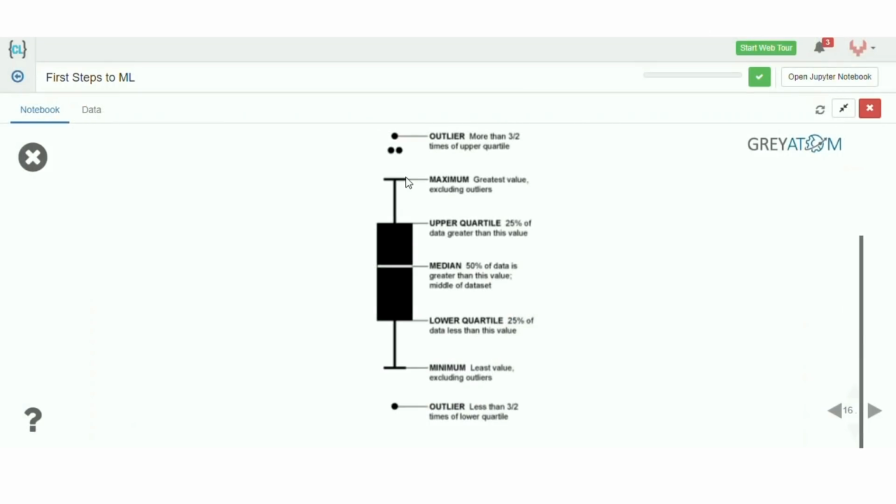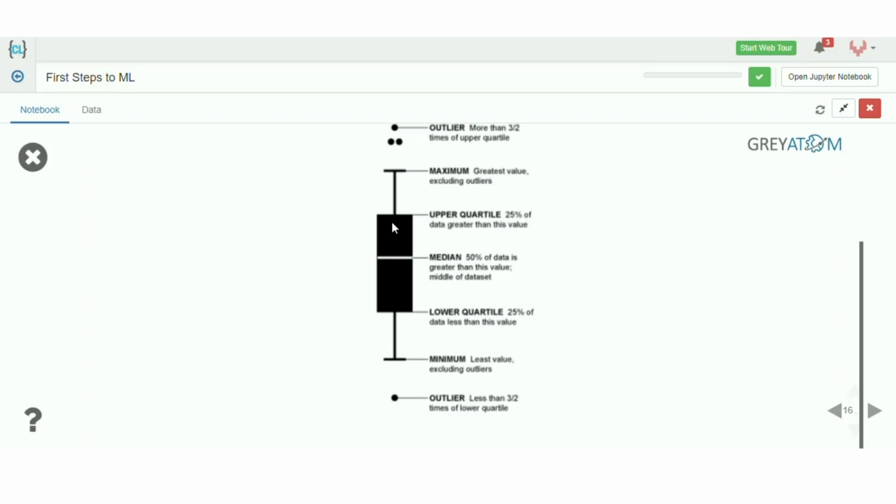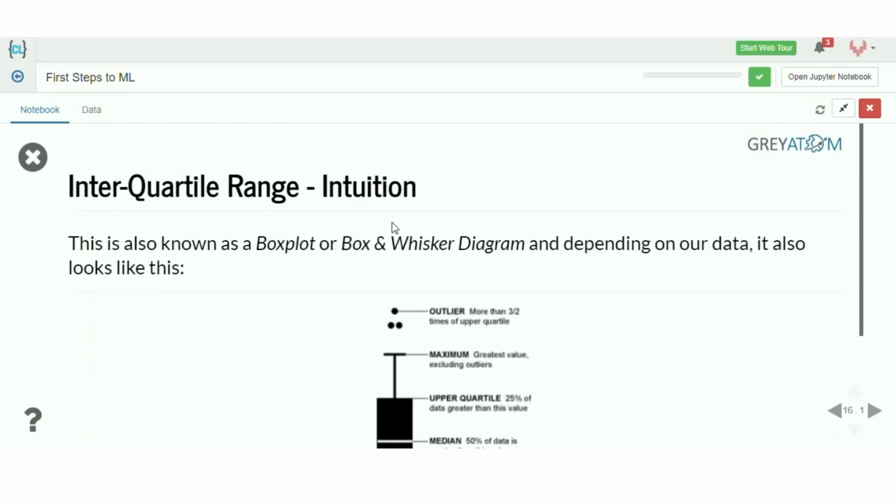For now, let's understand this. This is the maximum value without outliers, this is the minimum value without outliers, and this box is basically between Q3 and Q1, and this is the median, right? So you can very easily understand this, right? So all your data points can be basically represented using this kind of a diagram, right?